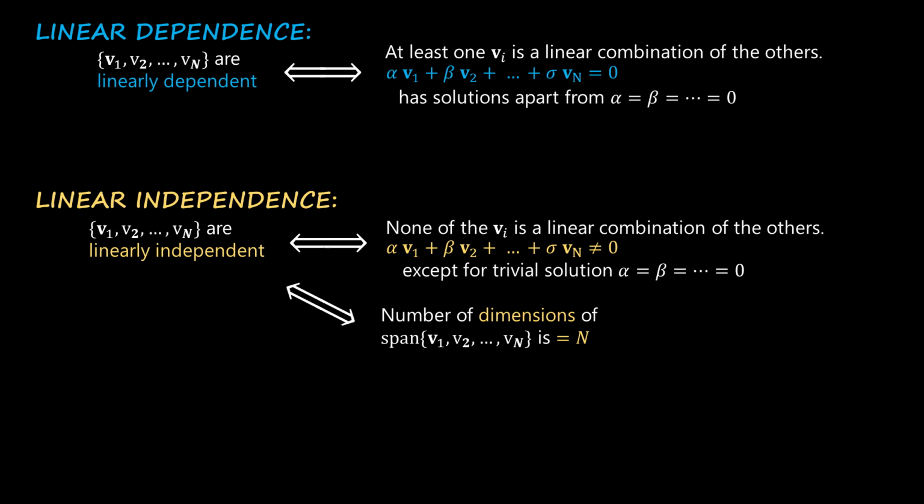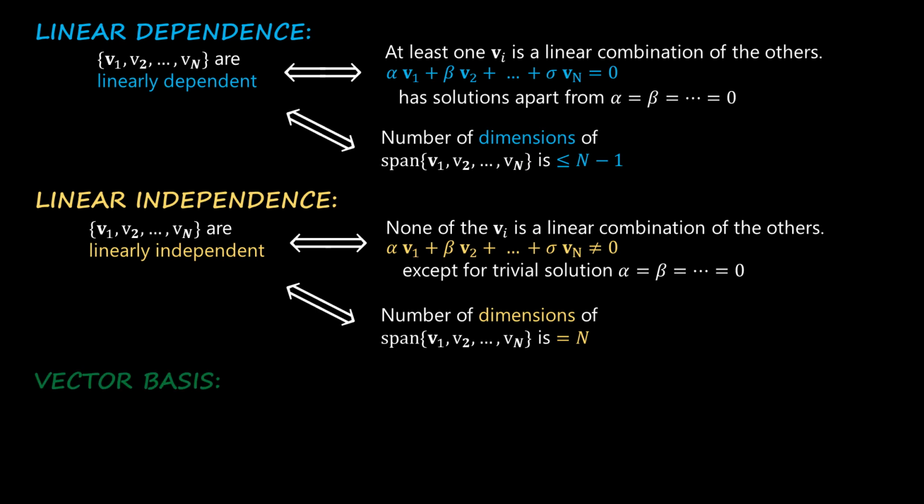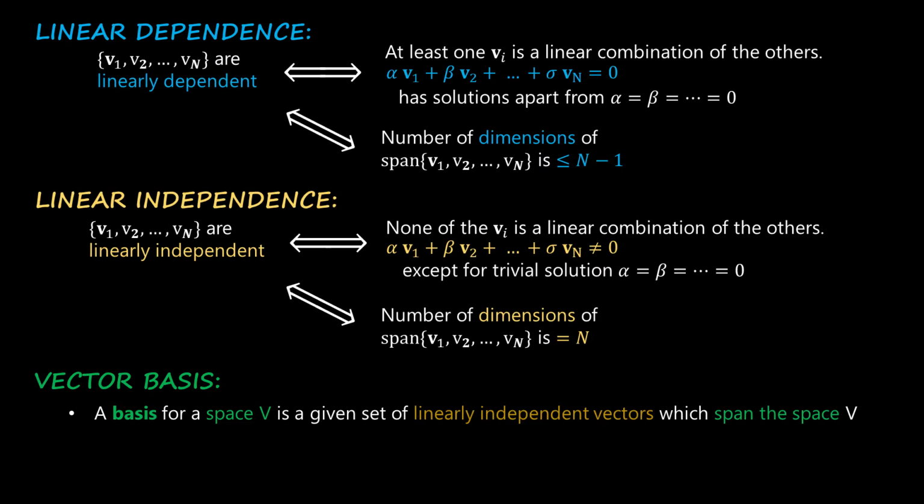For completeness, we can add back in linearly dependent sets: the number of dimensions of the span of a linearly dependent set is smaller than n, that is, at most n-1. We saw all the possible cases in 3 dimensions previously. With this new language, we can also now give a formal definition of a vector basis. A basis for a space V is a given set of linearly independent vectors which span the space V.